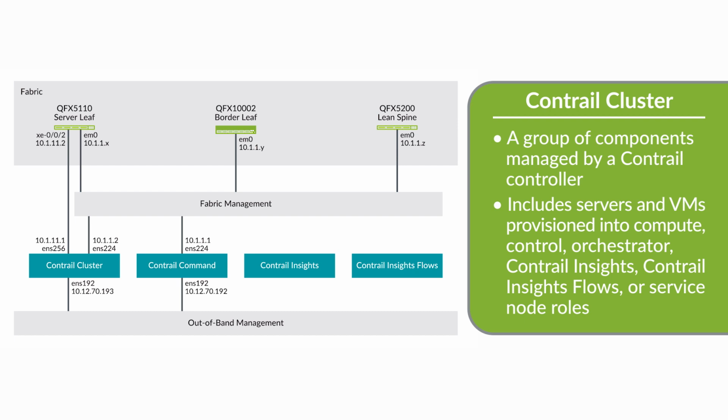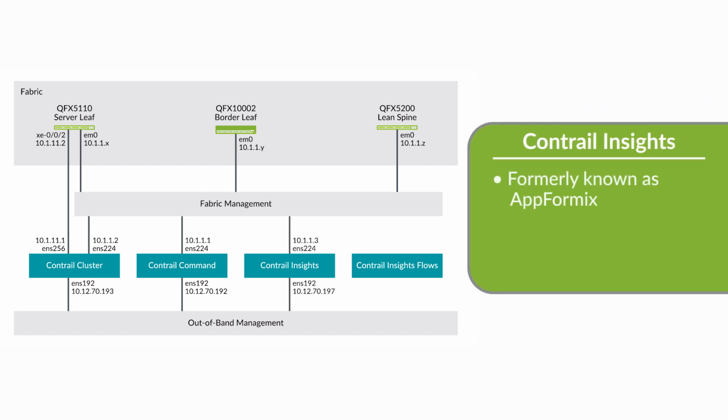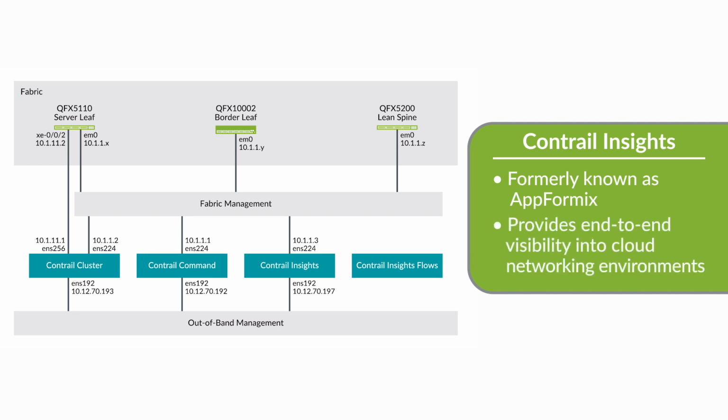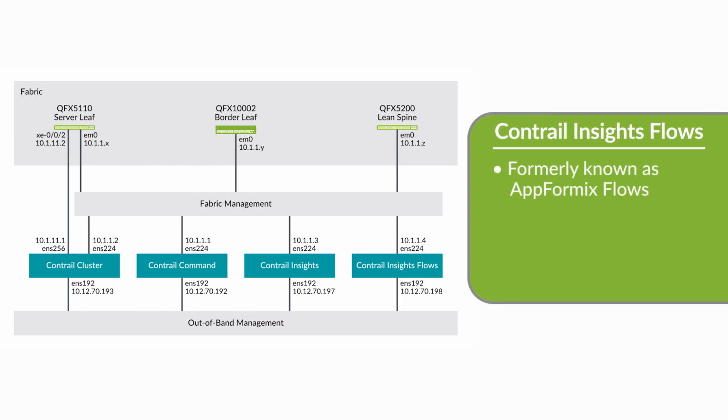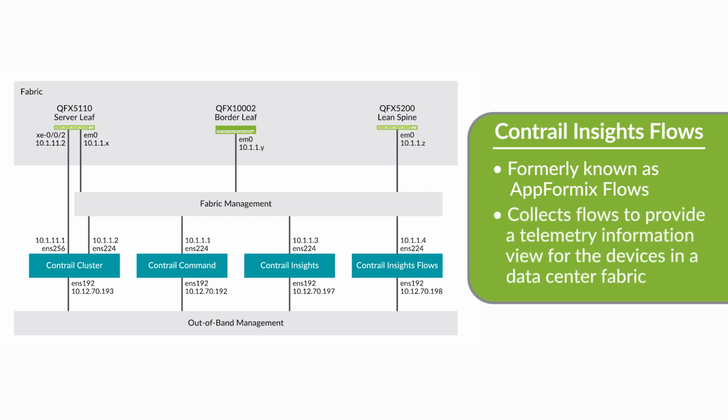And just so you know, we're using OpenStack components for authentication and image management. This is typical in environments using Contrail for data center switching fabric management only. Contrail can run in environments using other orchestration platforms. Contrail Insights, formerly known as AppFormix, provides end-to-end visibility into your multi-cloud environment to improve the operations of your network. Contrail Insights Flows, formerly known as AppFormix Flows, provides the ability to view telemetry information for the devices in a data center fabric. You can view the collected Contrail Insights Flows telemetry information in Contrail Command.